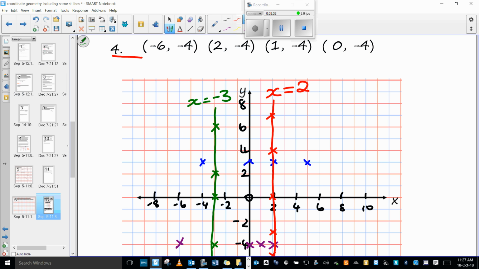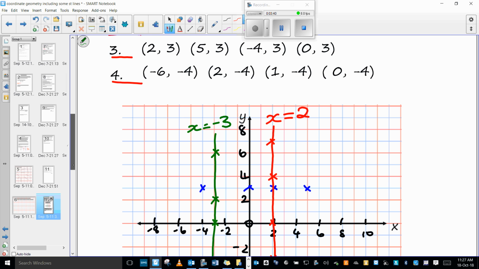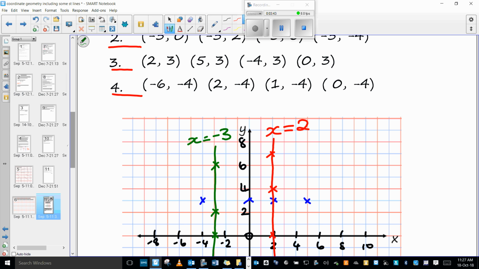For the second two, what's the same? The next horizontal lines, and looking at the actual coordinates themselves, which part is the same? None of the x values are the same. So for this one, the y value is this time the same. They all have a y value of 3. And for the second one, they all have a y value of negative 4.